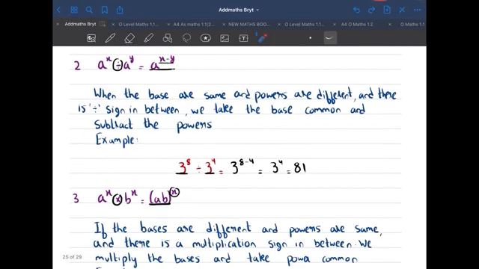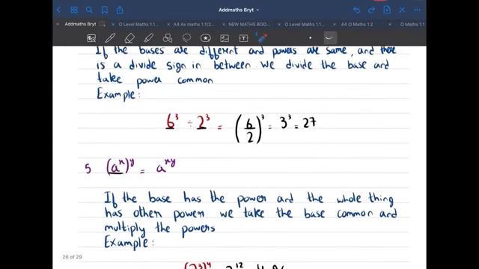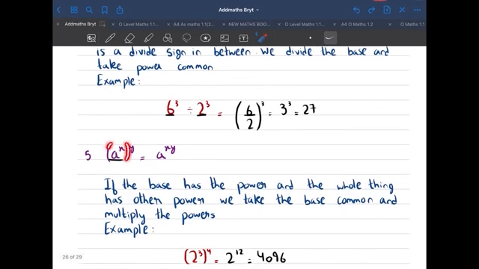Now comes when the bases are different and powers are same. Multiply the base, take the power common. In case of divide, divide the base, take power common. Rule 5. If there is power outside the bracket, we just multiply both the power.